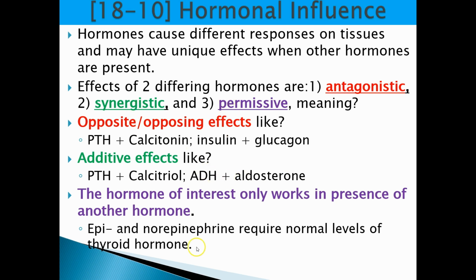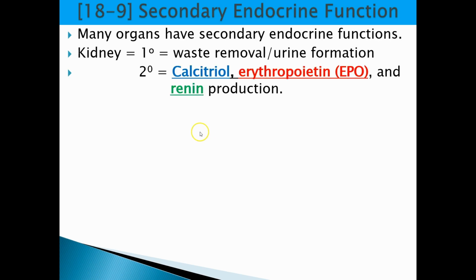And then permissive, the only example of permissive I know is epinephrine. Norepinephrine requires the presence of thyroid to be effective. All right, permissive means another hormone needs to be present for the other hormone to function. These are all definitions. If you know the definition and then you know the combination, which was very similar to antagonistic muscles, synergistic muscles, those sort of things working together, working in opposition. Obviously, we're just applying it to hormones. So that should have been pretty basic.